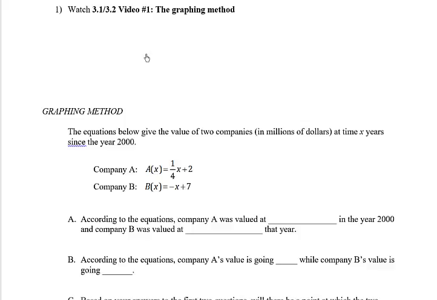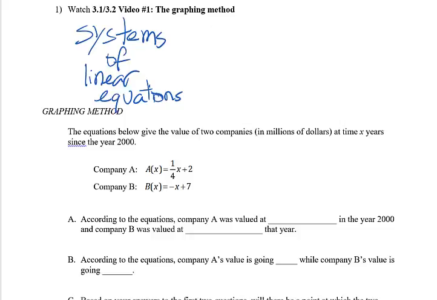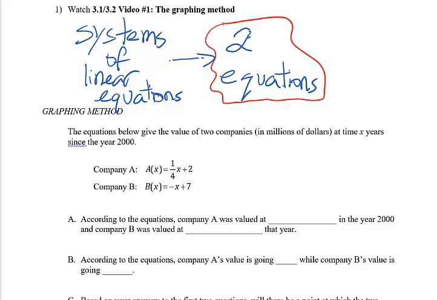This is video number 1 for sections 3.1 and 3.2, the graphing method. Chapter 3 is all about what we call systems of linear equations. When we say a system, we mean two equations that are linked together in some way. What does it mean to solve a system of equations?